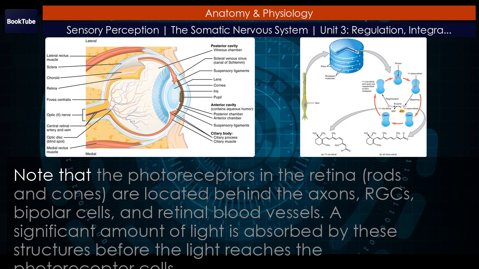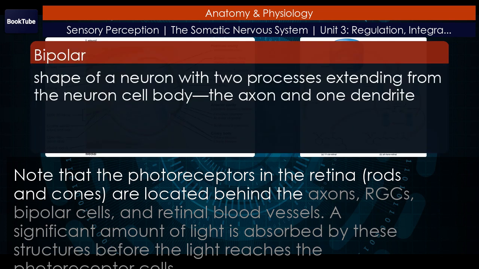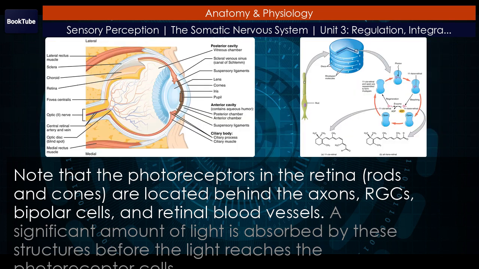Note that the photoreceptors in the retina, rods and cones, are located behind the axons, RGCs, bipolar cells, and retinal blood vessels. A significant amount of light is absorbed by these structures before the light reaches the photoreceptor cells.